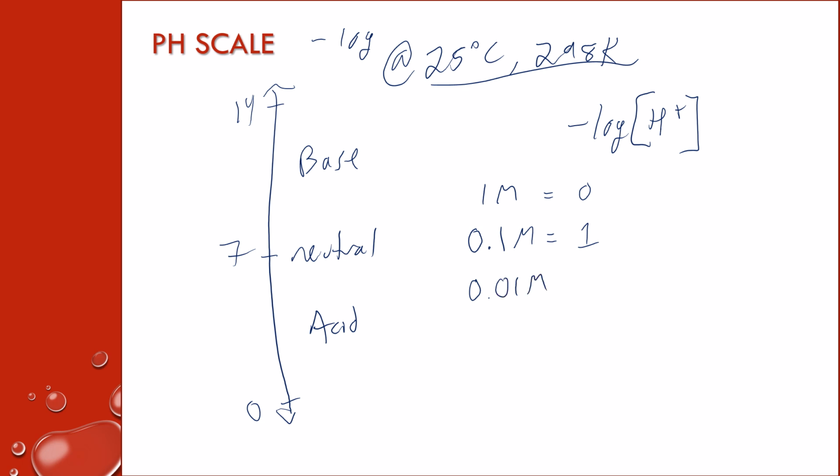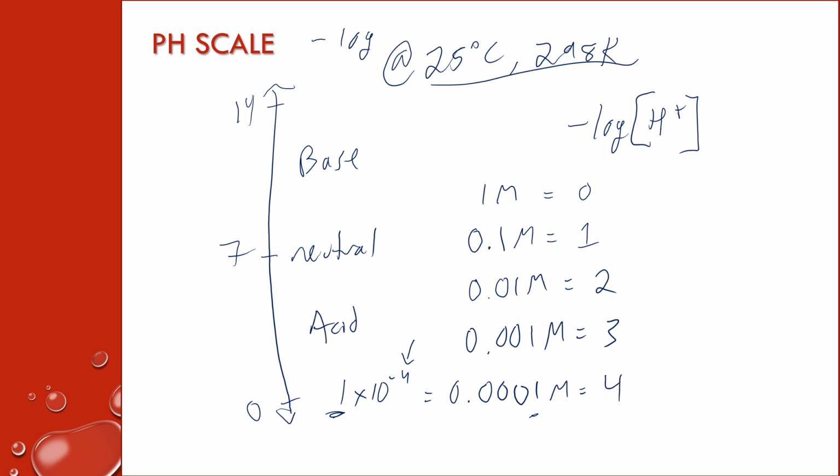A 0.01 molar solution is a pH of 2. 0.001 molar is a pH of 3. So it refers to the number of decimal places. And when you start writing these in scientific notation, so if I start here, 1 times 10 to the negative 4 is the same thing as 0.0001 molar. That exponent, as long as you're just dealing with 1, becomes your pH. Okay, so these values here are your pH, whereas these are your concentrations of hydrogen ions.